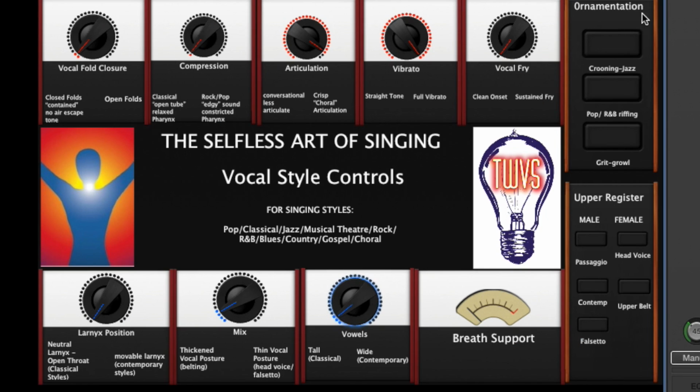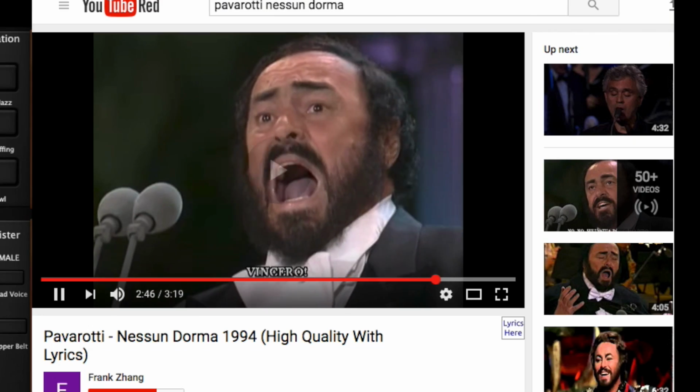Okay, what about his ornamentation? That really doesn't apply to him here, because that's more for the contemporary styles. Let's look at his upper register. He is very much in the passaggio style of the upper register. When he goes high, because that larynx stays neutral, that sound flips into a whole different department. It goes back and over, and it's a whole different resonance. Let's see if we can get to that.